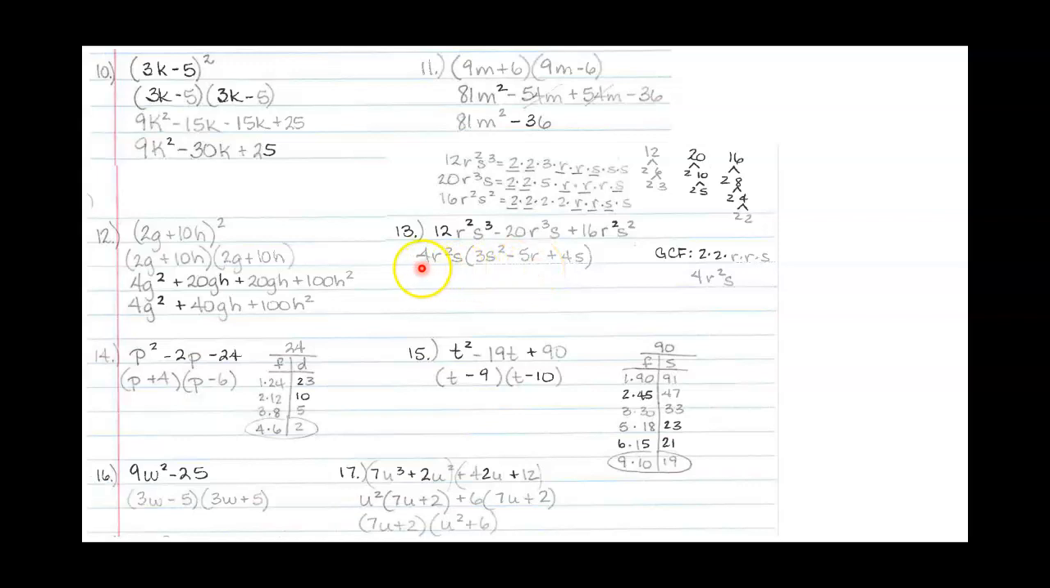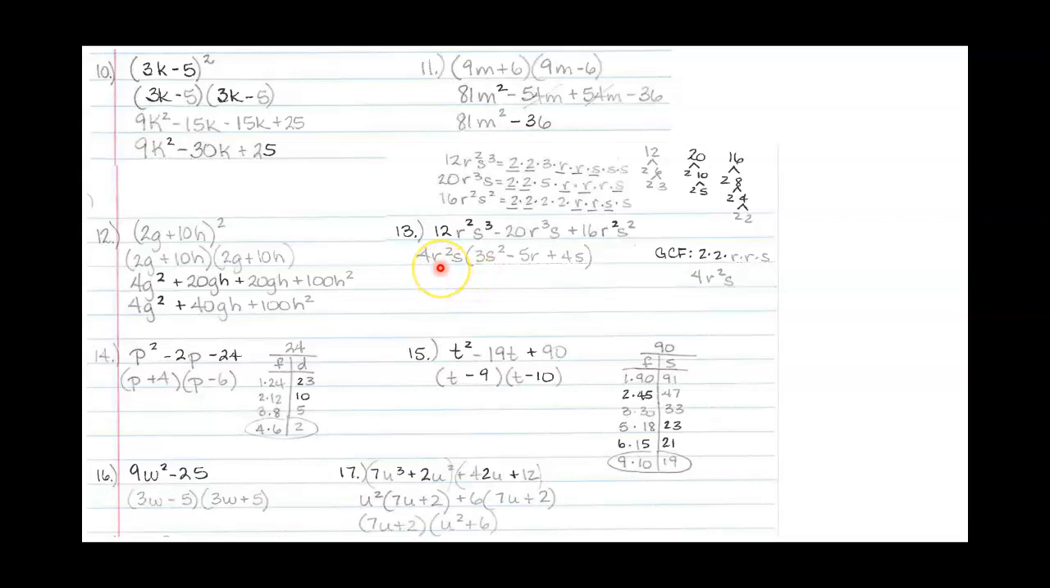So in number 13, we had just figured out that our greatest common factor was 4r squared s. And we said that to find this other factor, you could do one of two things. You could either multiply or divide. See which one feels more comfortable for you. Is it easier for you to say 4 times what is 12 to get this 3? Or is it easier for you to say 12 divided by 4 gives me what to get this 3? However you do that is how you're going to want to do the rest of it.